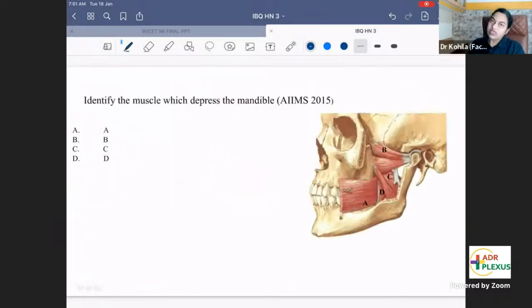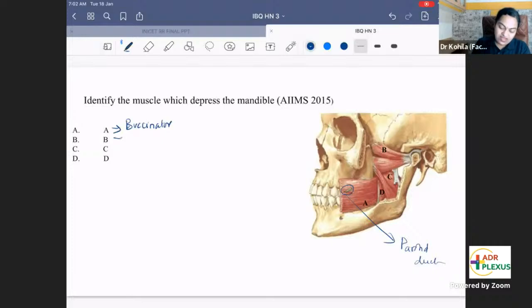Okay, coming to the next question. Identify the muscle which depresses the mandible. Waiting for your answer. Very good, easy. Now come on, tell me, what is A? There's a clue to it. You see a green structure piercing it. This is the parotid duct. So what is A? A is buccinator.